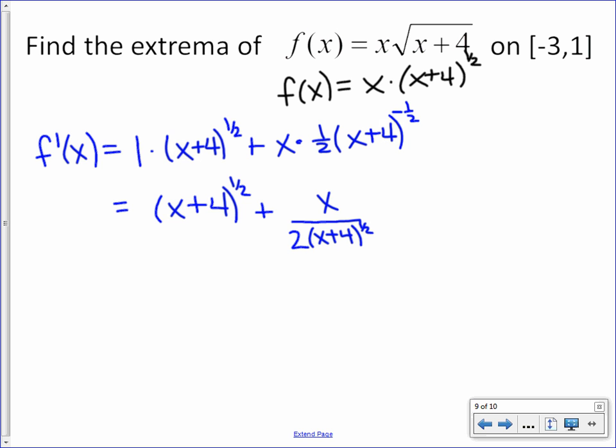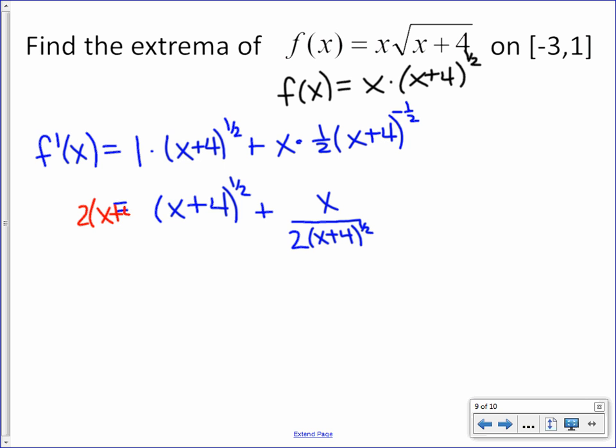Okay, so we have x times 1/2, so that's why I have that 2 downstairs. We have 1/2. And then the negative power I brought down to the denominator to be positive. Okay, we are going to have to figure out where this is 0. All right, and so we need to make this one fraction. Not a problem. Okay, we need a common denominator. Our common denominator is 2 times (x plus 4) to the 1/2.